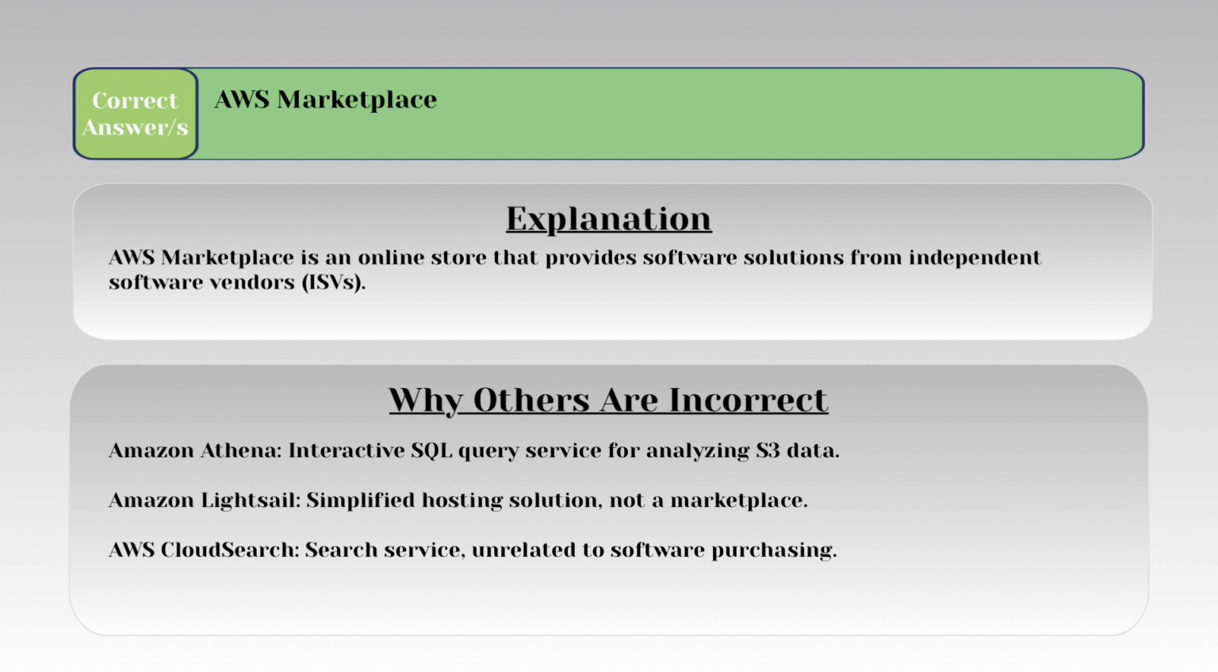Why others are incorrect? Amazon Athena is an interactive SQL query service for analyzing S3 data. Amazon Lightsail is a simplified hosting solution, not a marketplace. AWS CloudSearch is a search service, unrelated to software purchasing.